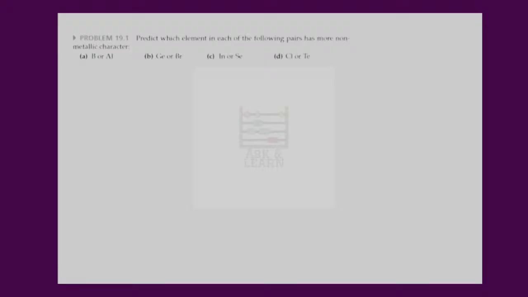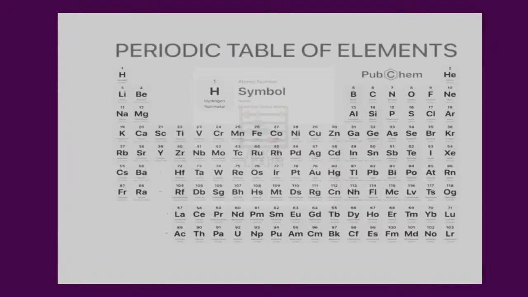Which element in each of the following pairs has more non-metallic character? Non-metallic character usually relates to its ability to hold an electron tighter. A. Boron or aluminum? Boron is higher in the group, so it has more non-metallic character.